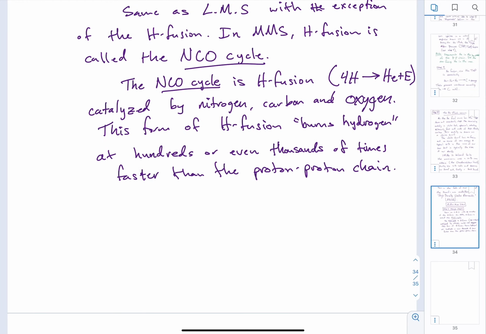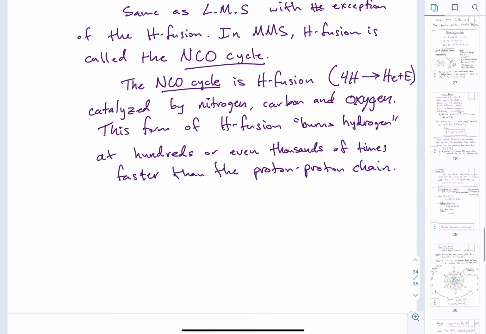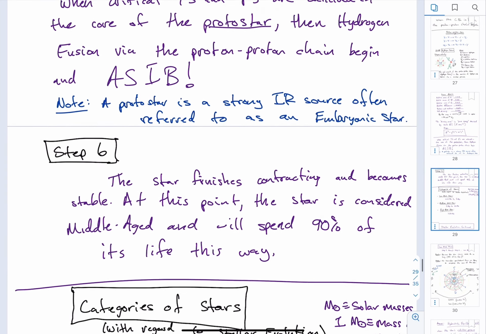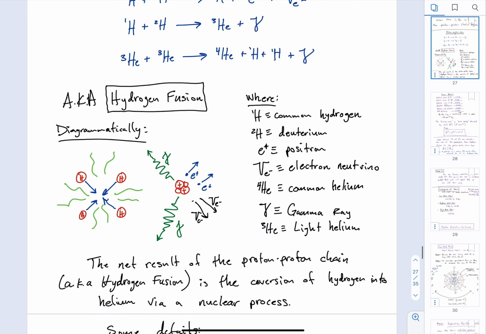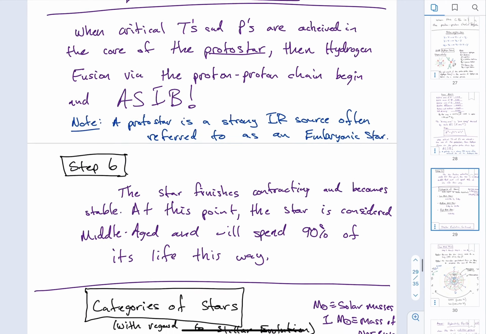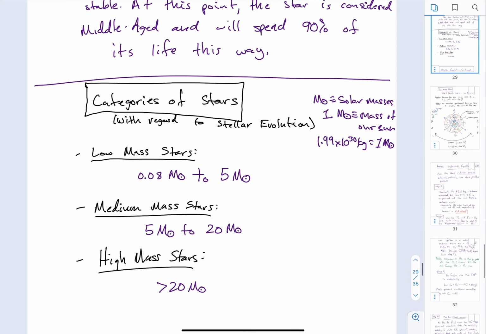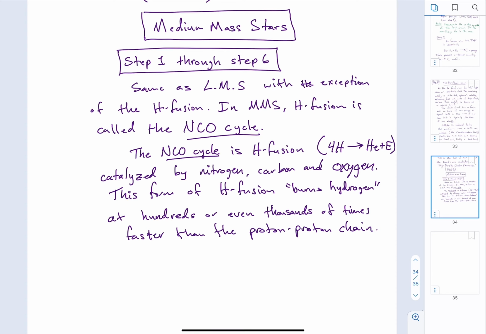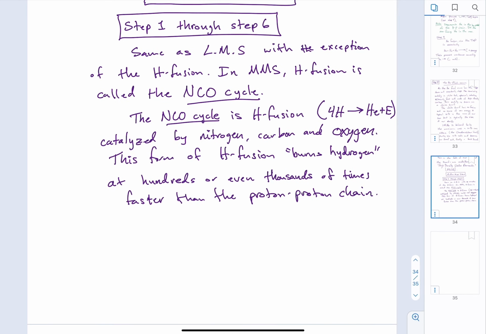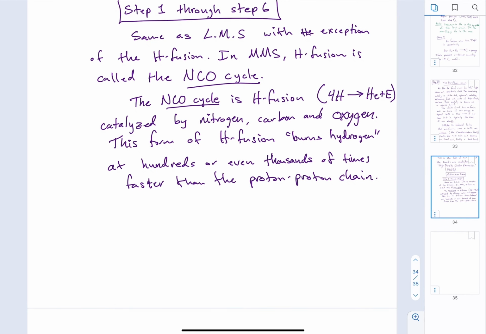So, as I said, steps one through six are virtually identical, except where we discussed the proton-proton chain, it's now a much more complicated and accelerated chemical reaction. So our star is going to burn hotter than our low-mass stars. It's going to be bluer in color, so it might be white. And it's going to live a much shorter lifetime because it's burning its fuel so much faster. So we're going to go ahead and go to step seven.